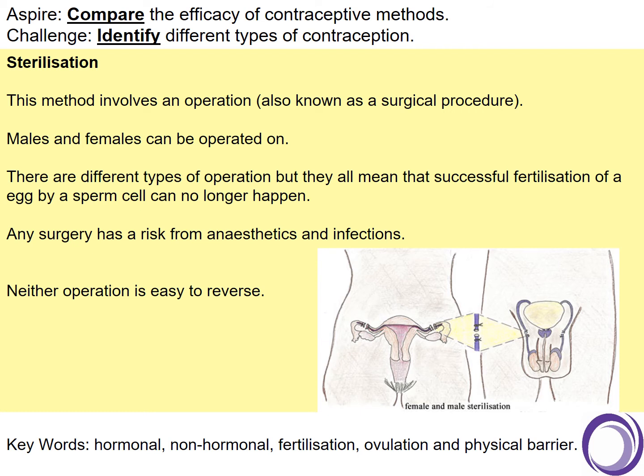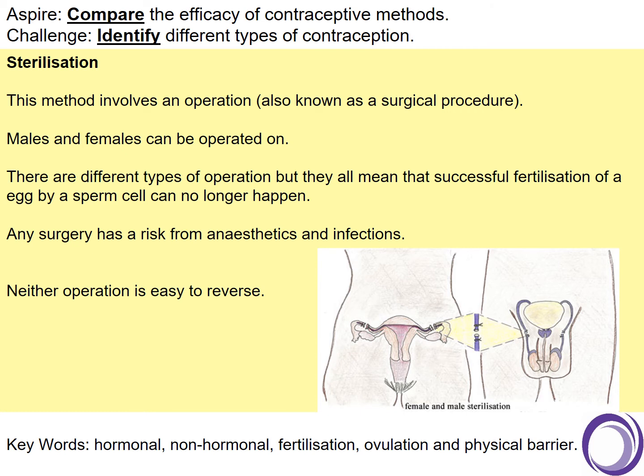And there are different types, but they all mean that successful fertilization of an egg by a sperm cell can no longer happen. So in the female, they cut the oviducts, so the egg cannot get from the ovary into the uterus, and sperm cannot get from the uterus up into the ovary, so they definitely can't meet. In the man, they cut the sperm ducts, so even though the testes carry on producing sperm, they're never released when the man ejaculates.